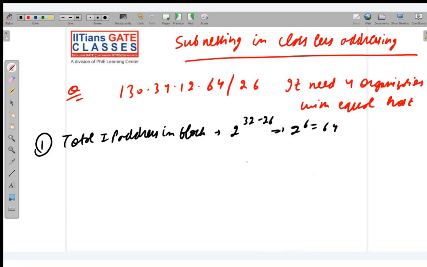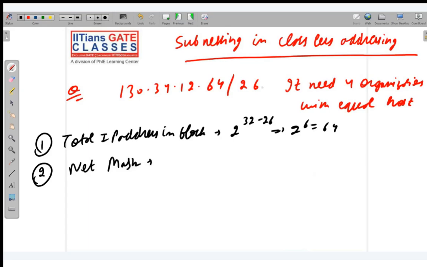Any doubt here? Yes. Any doubt? No, sir. Okay, because if anybody is having any doubt, then let me just say 26 ones means net ID of 26 bits. So host ID will be 32 minus 26. So total number of IP addresses will be 2 power 6, that is 64. Very easy question. Okay. Second question they will ask is net mask for this range.